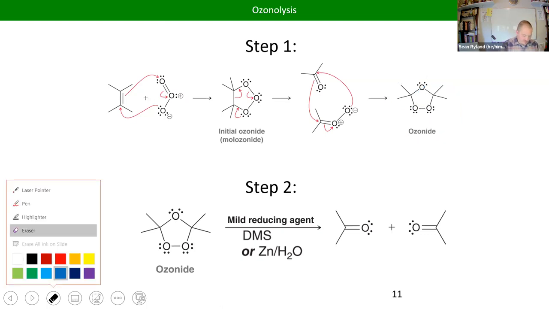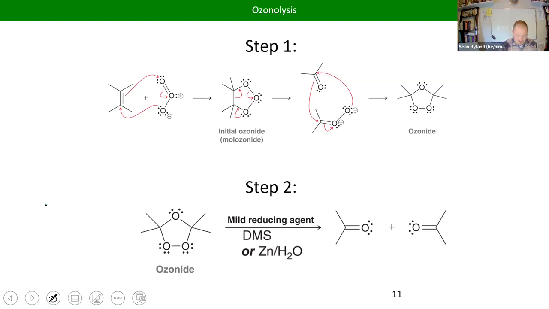But if there's any sort of reducing agent, a mild reducing agent, which basically could mean any sort of metal that's reactive at all. Zinc is commonly used, or DMS, which stands for dimethyl sulfide. That dimethyl sulfide is just CH3 to a sulfur to CH3. It also gives off what you typically think of as the smell of rotting eggs.